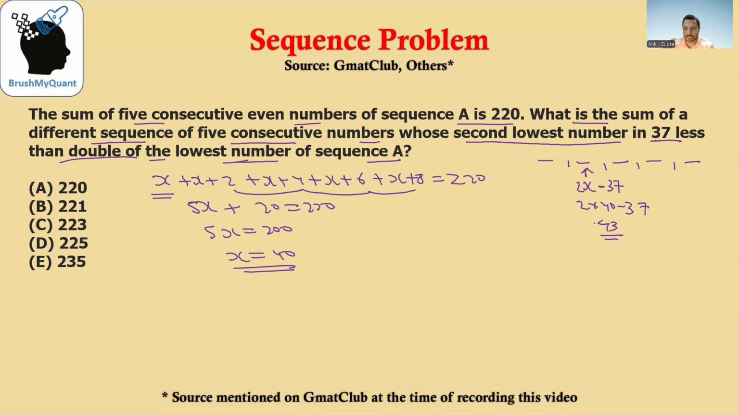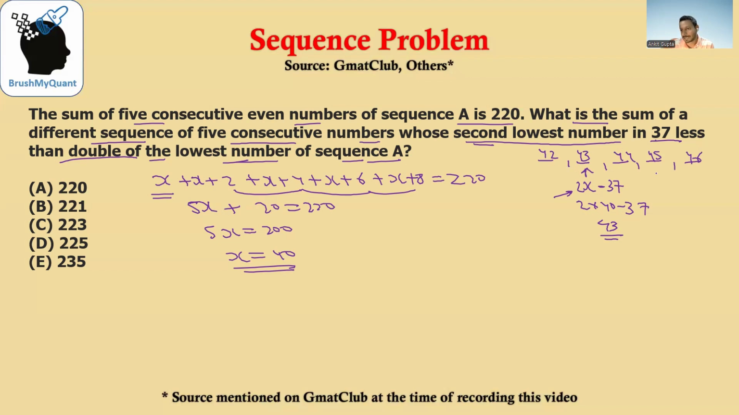Now the question is very tricky, right? Because they have said the second lowest number, not the lowest number. The second lowest number is 37 less than double of the lowest number of sequence A, right? So it is a very tricky statement. Make sure that you're able to write it correctly so that you're able to get the second term as 43. That means the second series is 42, 43, 44, 45, and 46. And we need to find the sum of the second series.